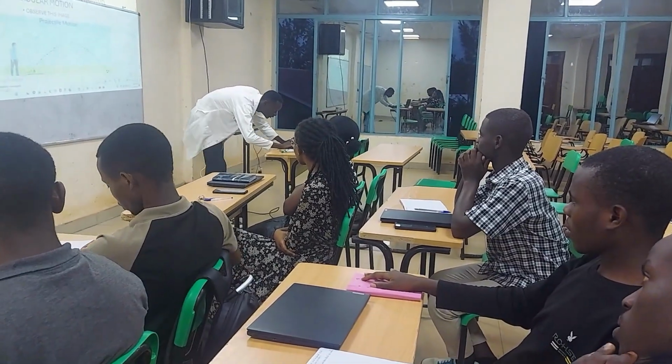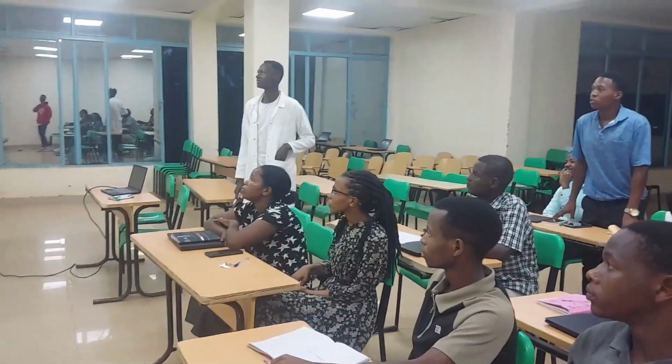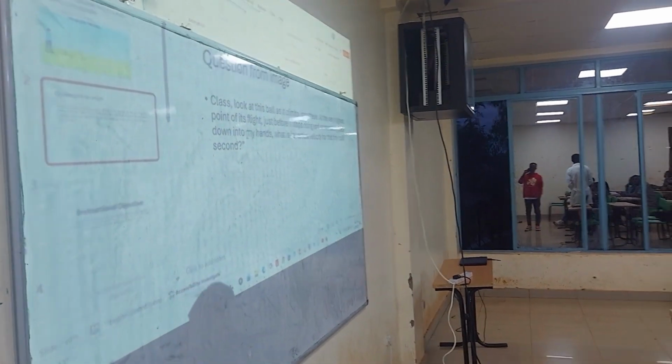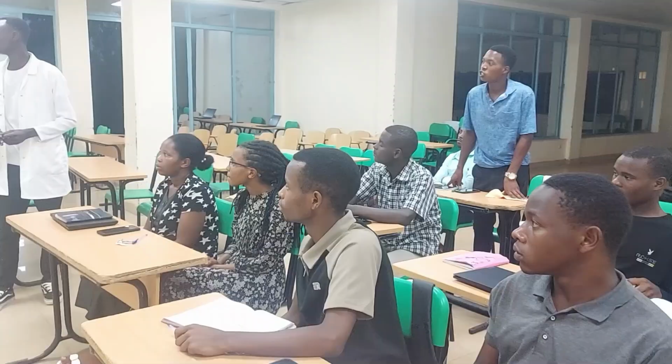So, let me give you this question. Who can read this question? The title of the question is Question from Image. Class, look at this ball as it climbs into the air. At the very highest point of its flight, just before it stops rising and starts falling back down into my hands, what is its vertical velocity for that tiny split second?